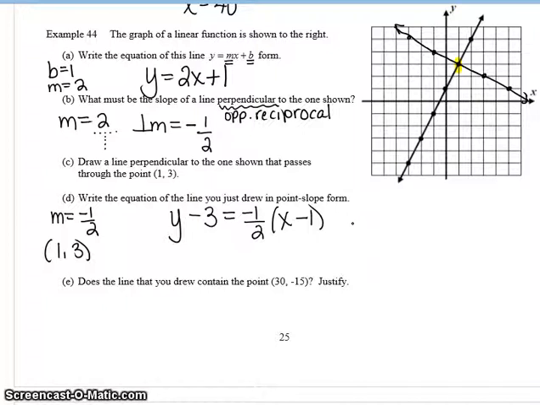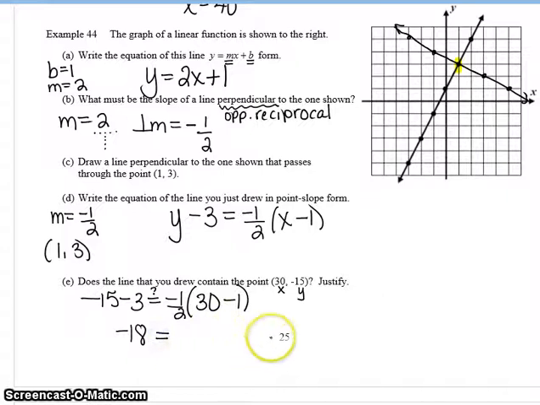Okay, so what I'm going to do is we're going to use that equation that we just wrote in part D, and we're going to plug in 30 for the x, and negative 15 for the y. So negative 15 minus 3, is that equal to negative 1/2 times my x, which is 30, minus 1? Okay, you could use the calculator if you plug this all in as is. If it says true, then yes, it's a point on that line. If it says false, then it's not. Well, if you do the math, you're going to get negative 18 equals negative 14.5.